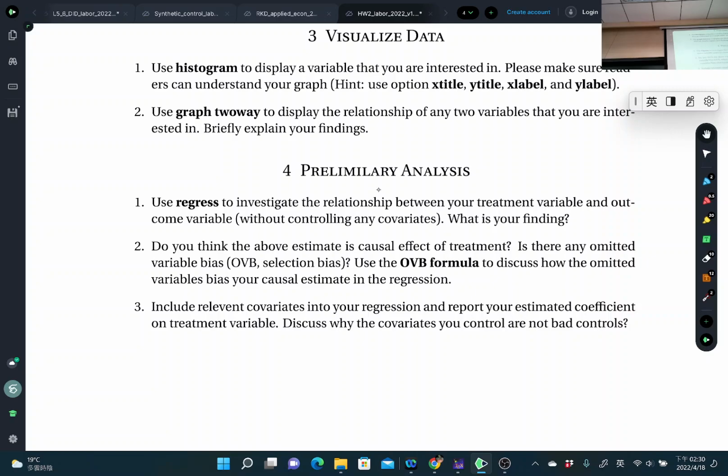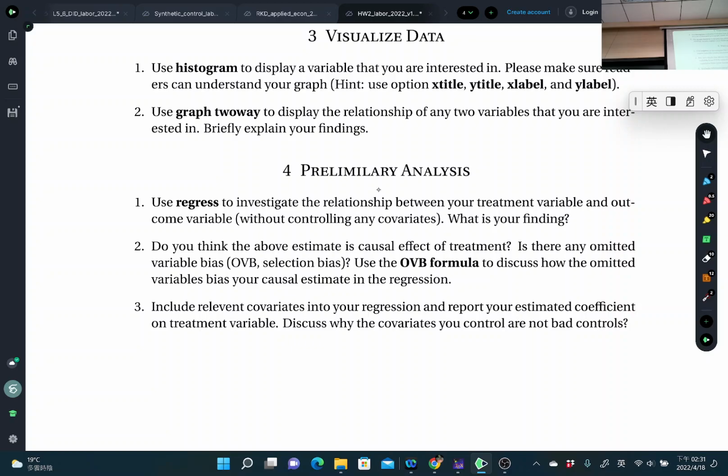So this question just discusses omitted variable bias and selection bias between the treatment variable and the outcome variable. And also you will include some covariates, and you will discuss whether the covariates you include in your regression are bad controls or not. Okay.